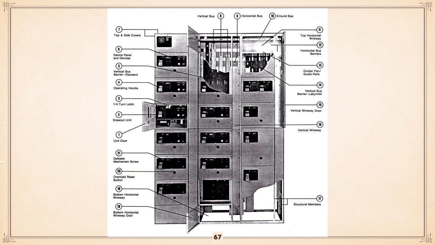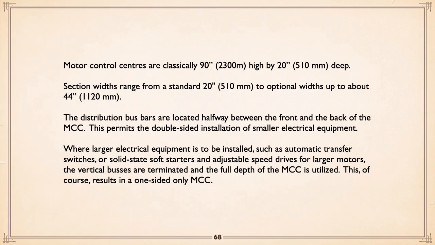Okay? Now, motor control centers, the dimensions are pretty much standardized. Motor control centers are typically 90 inches tall, 20 inches deep. The standard width is 20 inch, with optional widths up to about 44 inch. The distribution bus bars are located halfway between the front and the back of the MCC. Motor control centers are actually designed so that you can have starters on the front and the back.